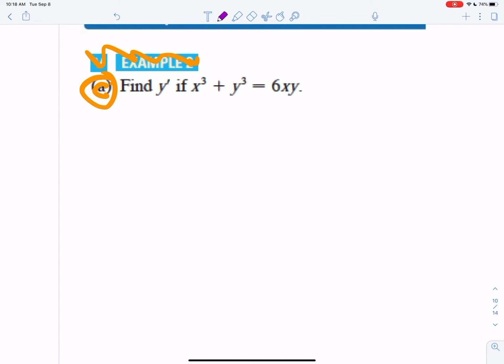Okay, here we go. Find y prime if x cubed plus y cubed equals 6xy. Remember, y prime is the same thing as dy/dx. They're asking us to find dy/dx here. Okay, so here we go. I'll bring down my equal sign.